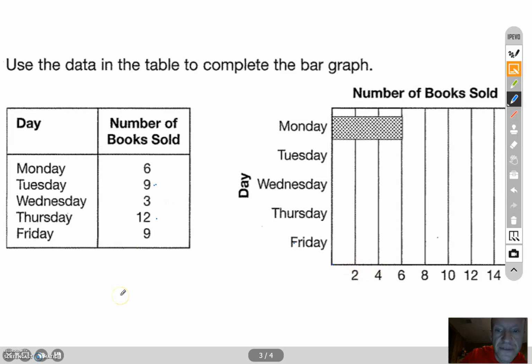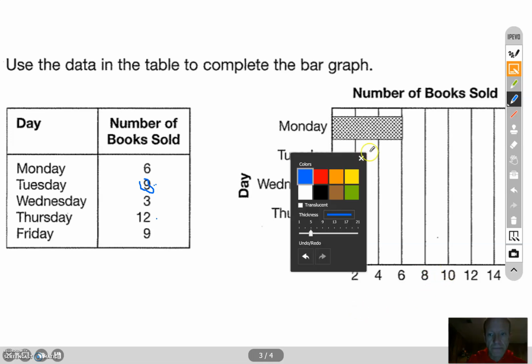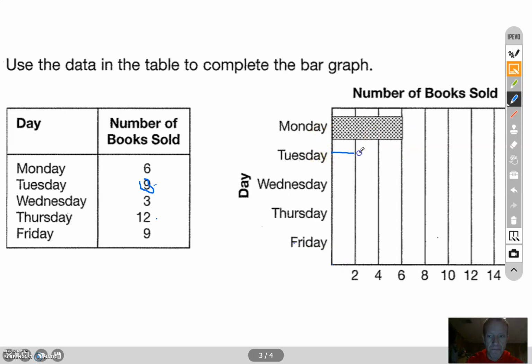So let's look at Tuesday. Okay, Tuesday there's 9 books sold. I don't see a 9 on my numbers here, but I can kind of figure out where 9 would go. So I'm going to draw my bar graph. And then I'm going to fill my bar graph in, and then write my number by number.